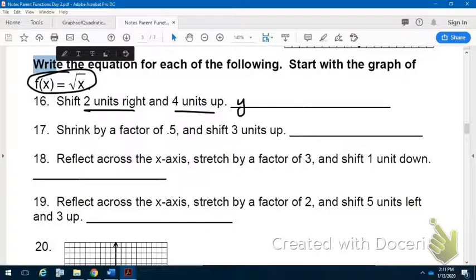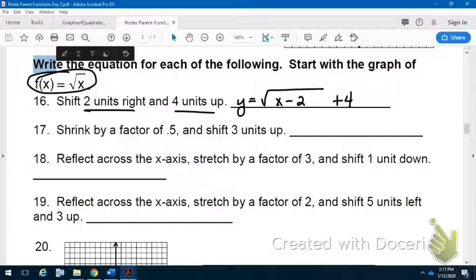So y equals square root. Under the radical is your left and right, so that's going to be x minus 2, and outside is plus 4. Be sure that the up or down shift doesn't float up under that radical. Make sure that it stays to the outside, because it's easy sometimes to do that. So be careful with the way you write these.